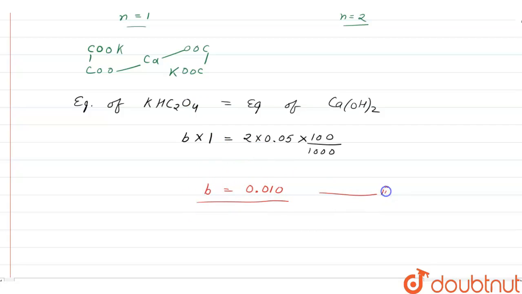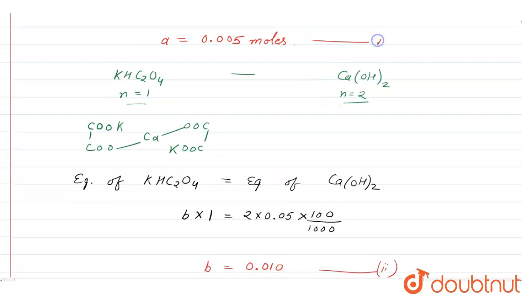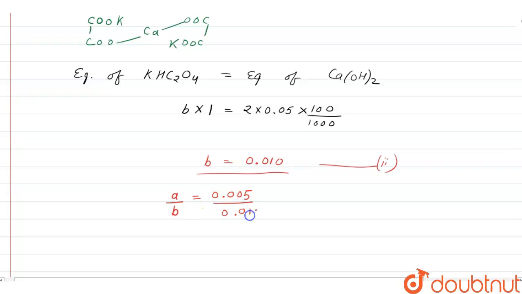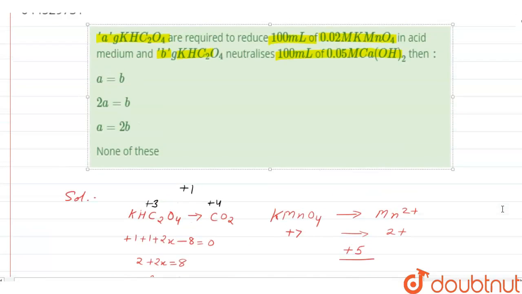So this we can number as second, and we had just calculated for the first reaction what A was. Now we can take out the ratio of A by B. That would come out to be 0.005 divided by 0.010. So that would give us the value, that is B is equal to 2A. That is our correct ratio. So let's choose from the options given here in the question. B is equal to 2A is the correct one. So the second option is correct.